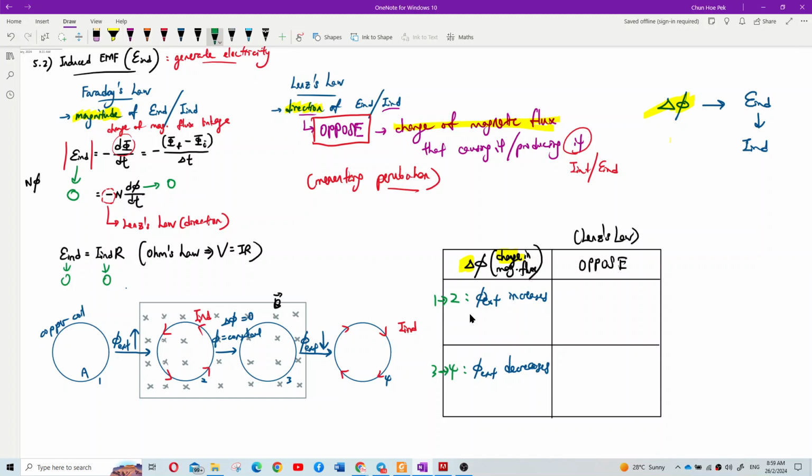Maybe I should just type it. Yeah, I just type it. Coil. Okay, I should make it bigger. The word.